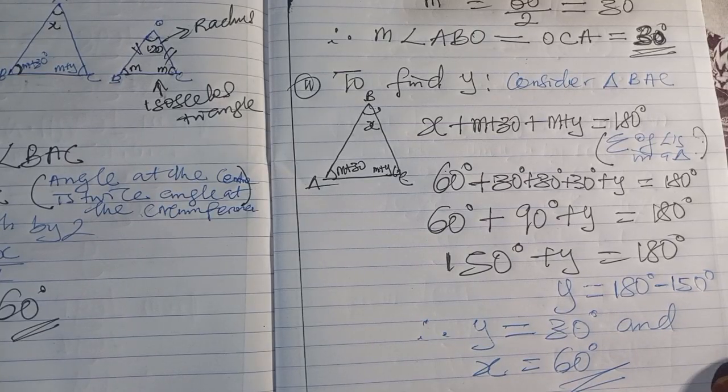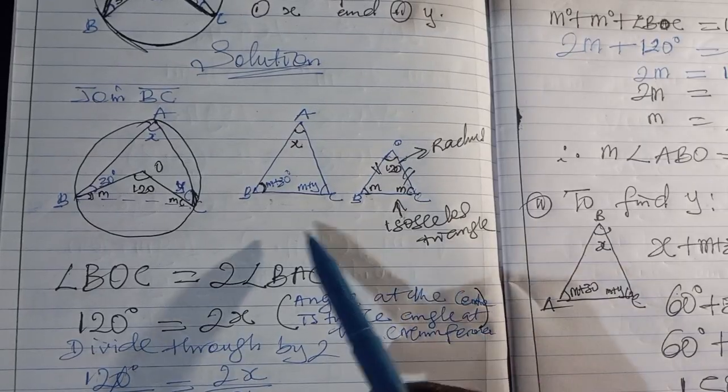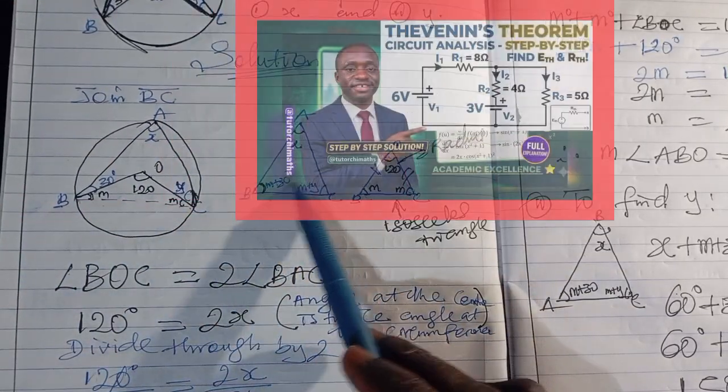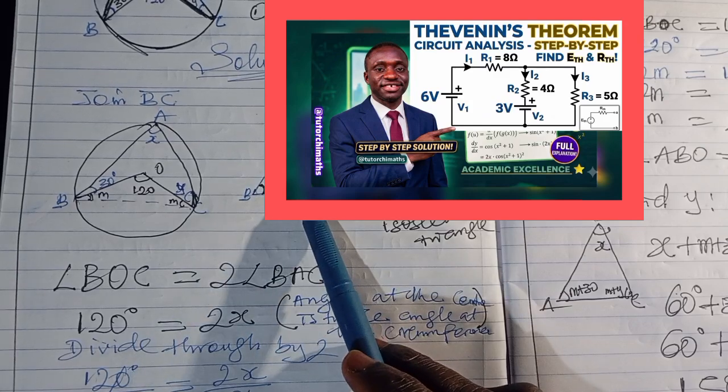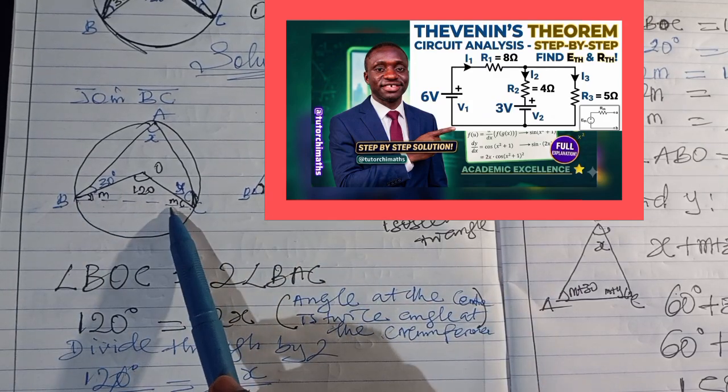So this is how you can easily solve this problem. First, remember what I have done. When you consider this bigger triangle here, you can use sum of angles in a triangle to solve, considering this 30 plus base angle of an isosceles triangle. This problem.